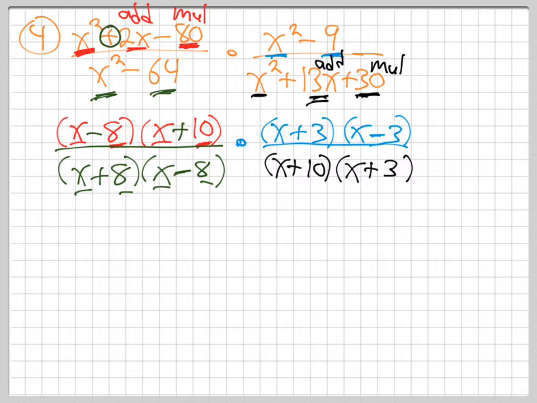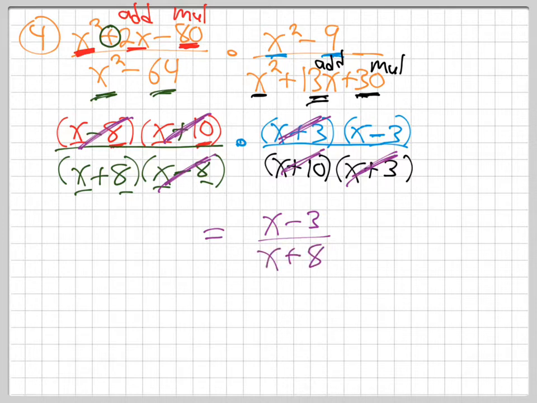So now that we've got it all factored, that's the hard part. Now we just cancel anything that matches straight up and down or diagonal. Either way, it doesn't matter. So x plus 10, x plus 10. Oops. What else? x minus 8, x minus 8. x plus 3, x plus 3. So the only thing left, x minus 3 on the top, x plus 8 on the bottom.